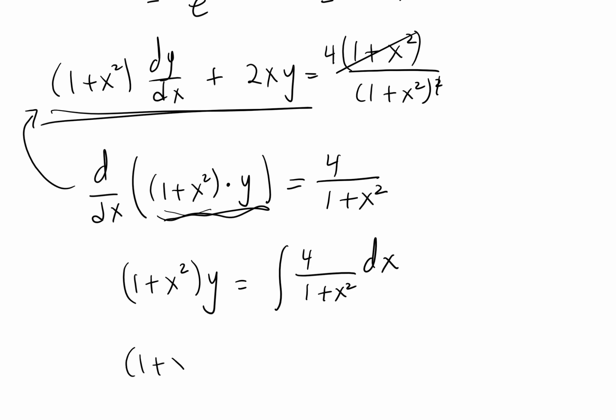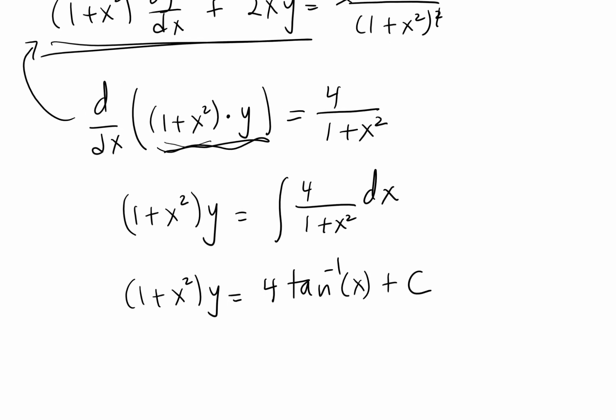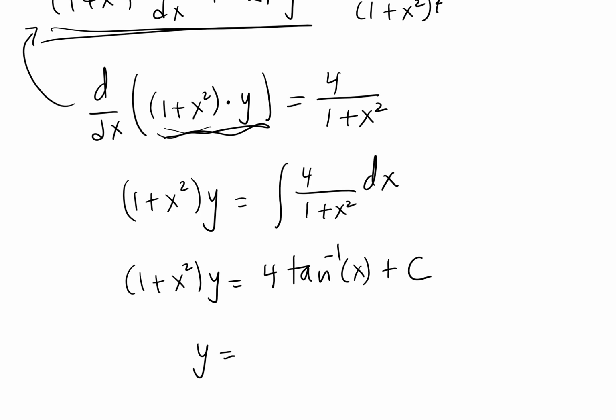So this stays the same. You take the 4 out. The integral of 1 over 1 plus x squared is tan inverse of x plus c. Then you may divide everything by 1 plus x squared. So 1 over 1 plus x squared times all of this.